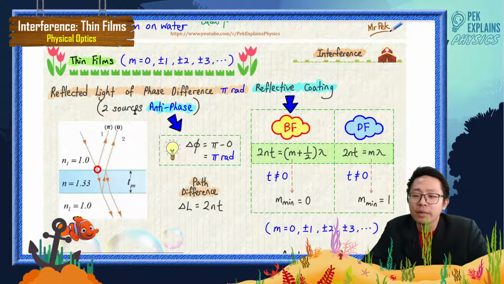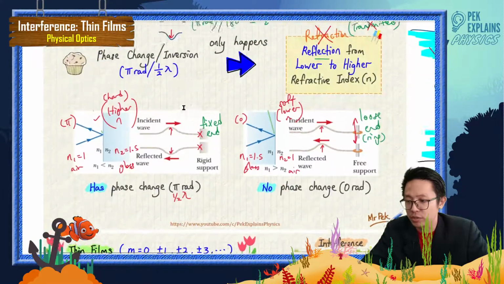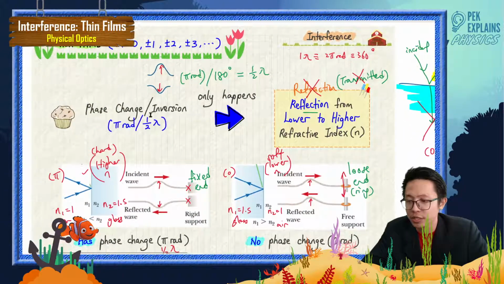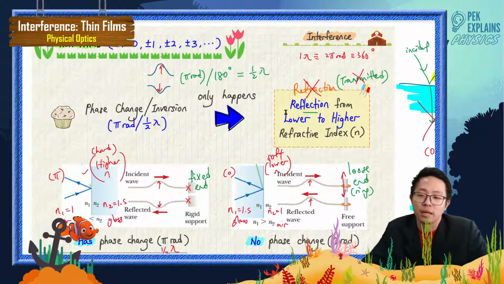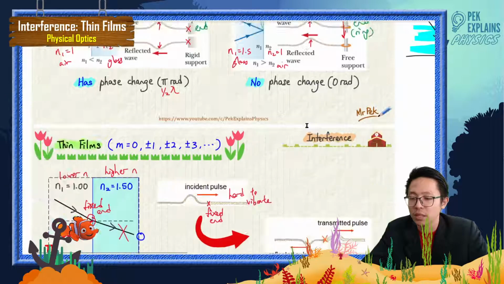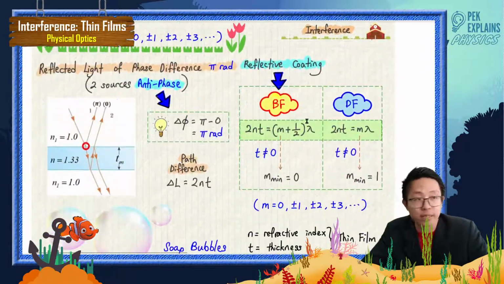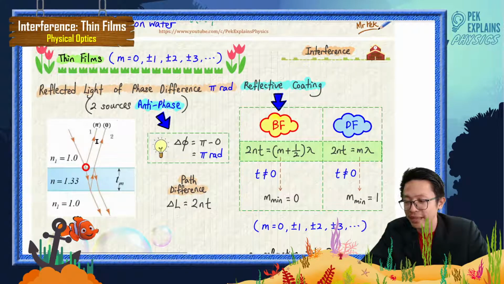Okay. So what makes them anti-phase? It's all because of the phase change. Phase change, again, only happens during reflection from lower to higher refractive index. Lower to higher refractive index. So phase change only happens on this occasion. So let's investigate what makes these two waves anti-phase.